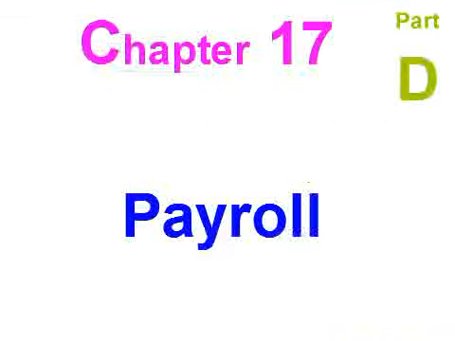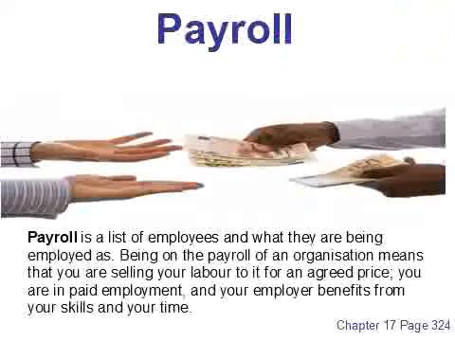Part D. Chapter 17. Payroll. Payroll. Payroll is a list of employees and what they are being employed as. Being on the payroll of an organization means that you are selling your labor to it for an agreed price, you are in paid employment, and your employer benefits from your skills and your time.